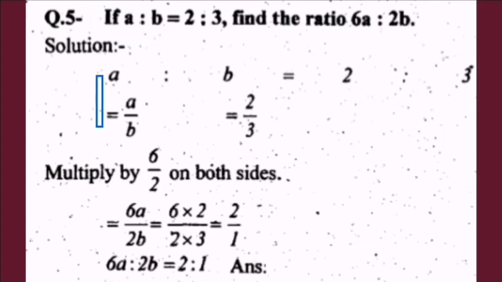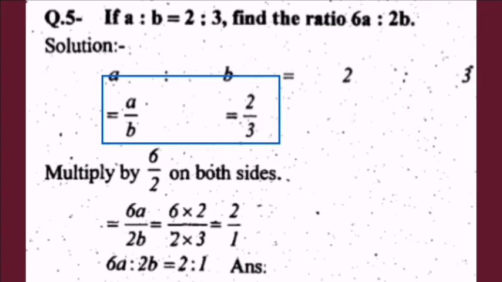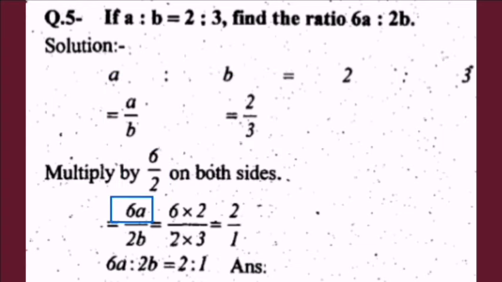Example 5. If A ratio B is equal to 2:3, then find the ratio of 6A to 6B. A ratio B is equal to 2:3, which can be written as A by B is equal to 2/3. Now multiplying by 6 on both sides, we get 6A divided by 6B, which is equal to 2/1. So 6A ratio 6B is equal to 2:1.